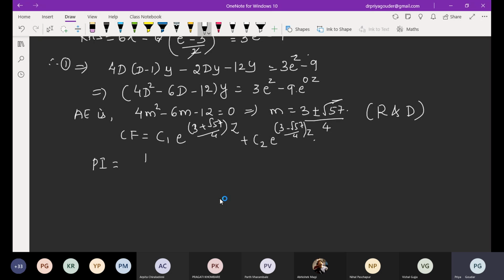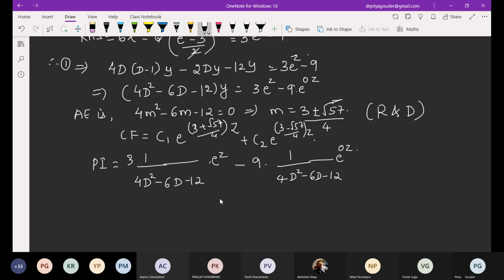Now, what is the PI? 1 upon f of D operating on, how many terms are there on RHS? There are 2 different terms, so it is converted to 2 terms, correct? How to write? Minus 9, 1 upon 4D square minus 6D minus 12 operating on e raised to 0z. Both belong to which case? E raised to means case 1, so we replace D or D square there.